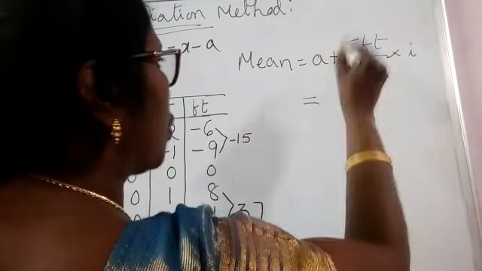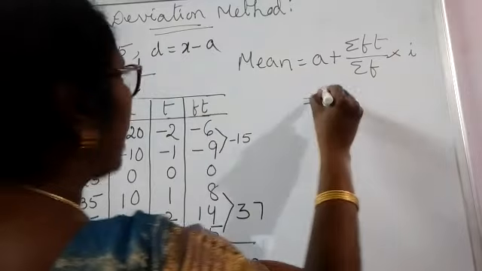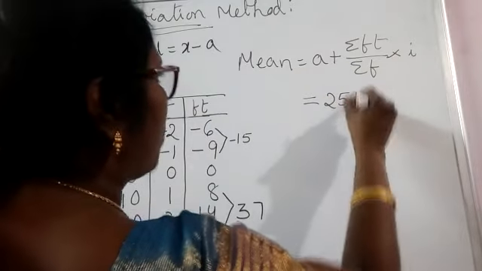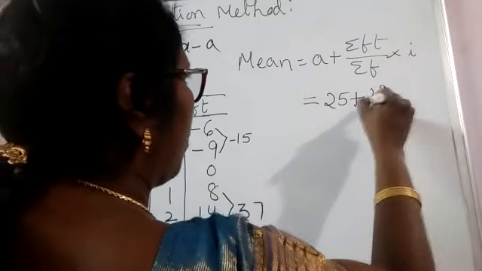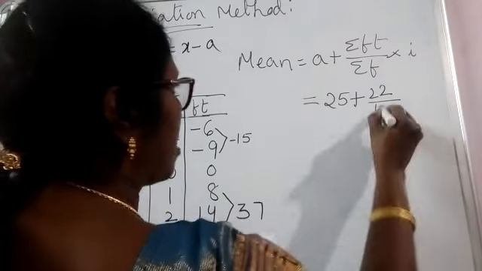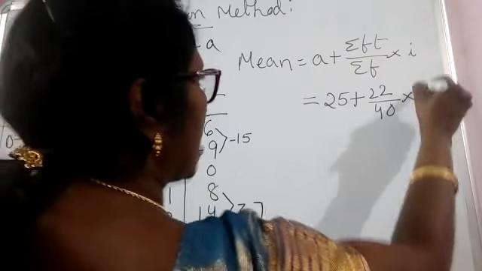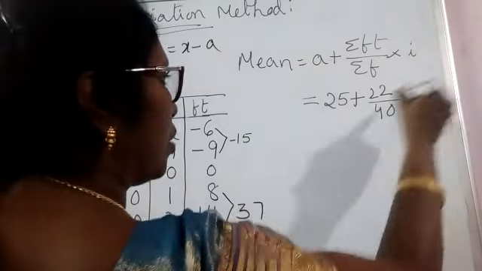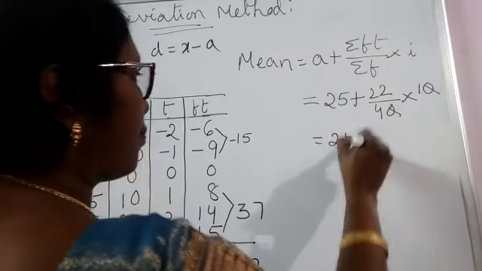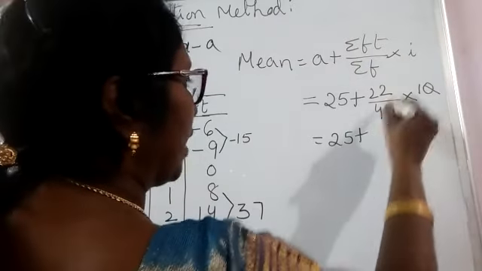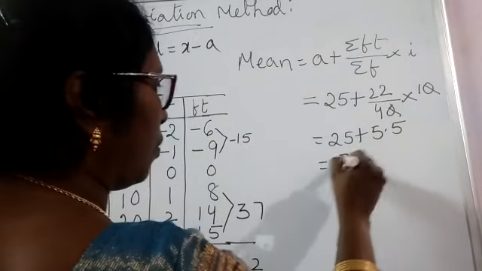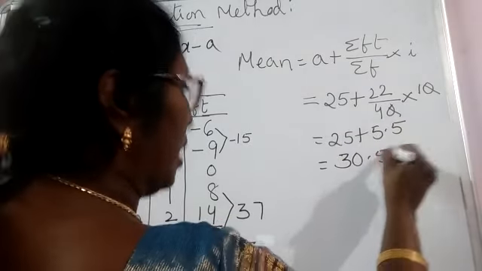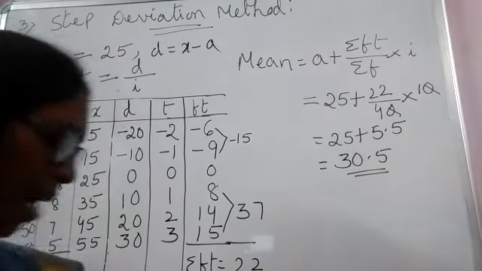Now let us substitute all these values. A is 25 plus summation of ft is 22, summation of f is 40, the class size is 10. 0 0 cancelled. 25 plus 22 by 4 is 5.5. That equals 30.5. Again we got the mean 30.5.